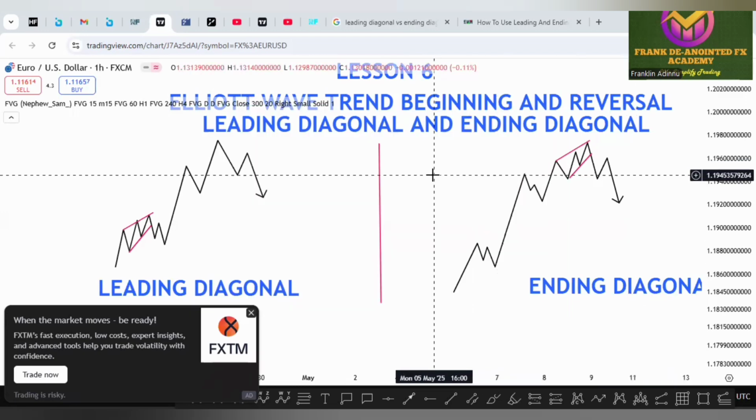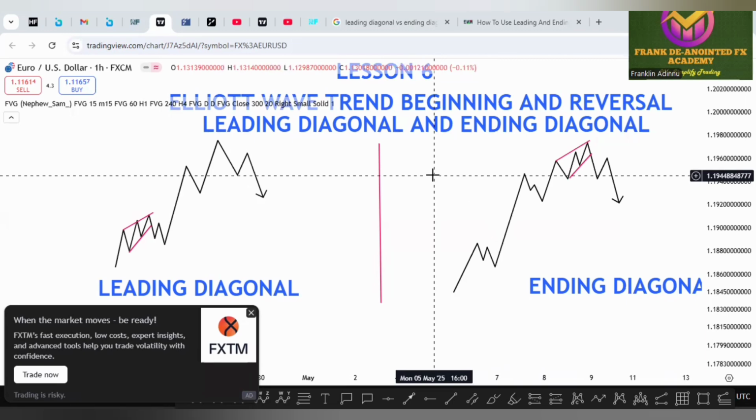Lesson 6. The last time I told you I'm going to do the leading diagonal and the ending diagonal. That is different from the diagonal that I showed you the other time. The other one is a corrective diagonal, that's why it's for corrective waves. But this leading diagonal and ending diagonal always occur in specific places in a 5-wave move in a trend.